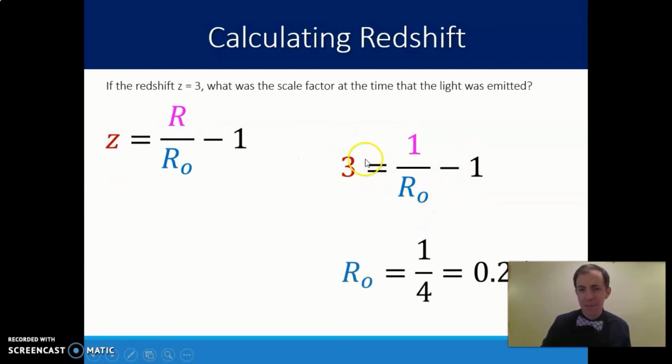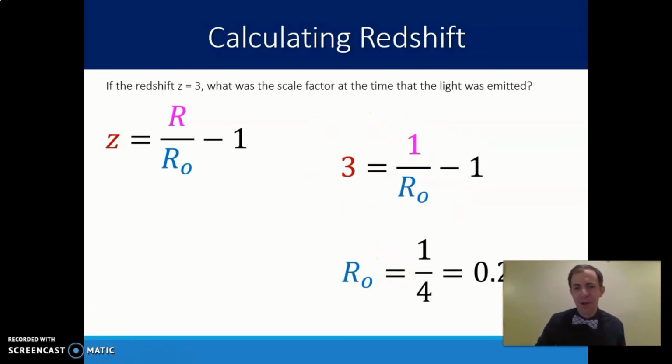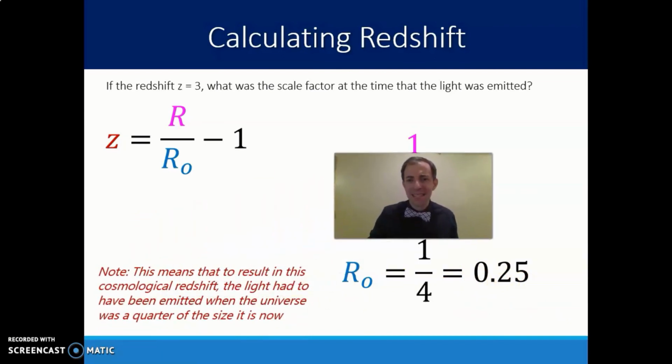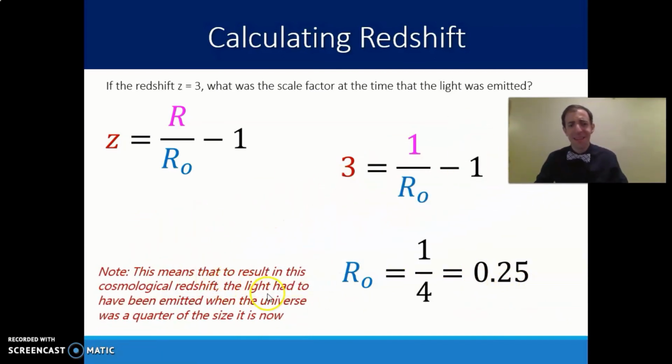Add 1 to both sides, you get 4, and then move things around, you'll end up with R naught, the original size of the universe, is 0.25. What this means for us is that the light had to have been emitted when the universe was a quarter of the size that it is now. So that 0.25, that original size, is basically just giving you the fraction, the ratio of the universe when it was emitted to the universe now.